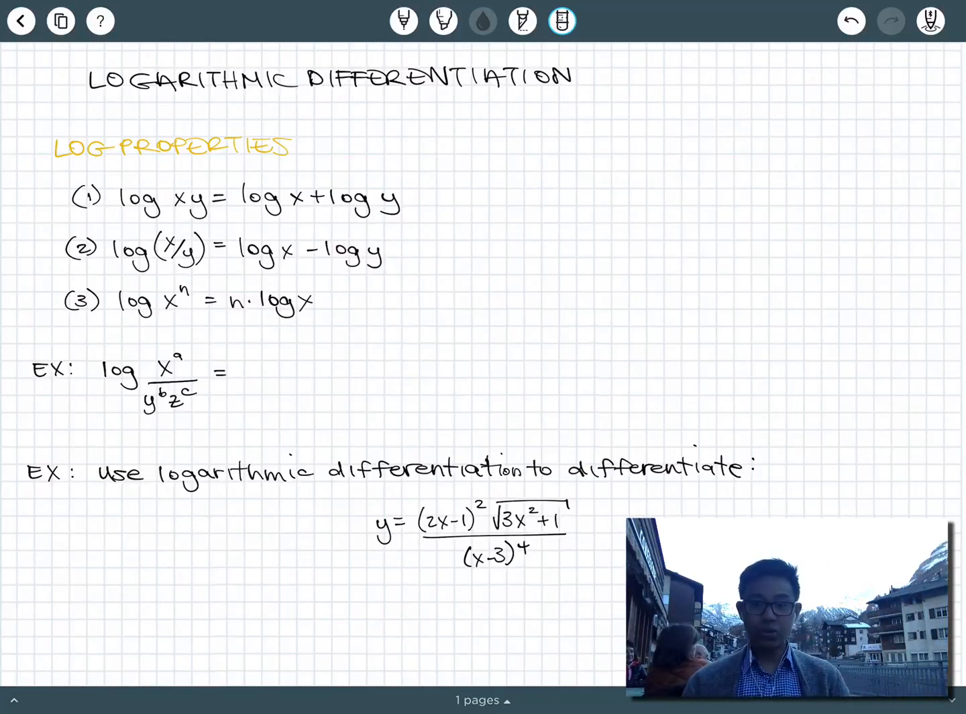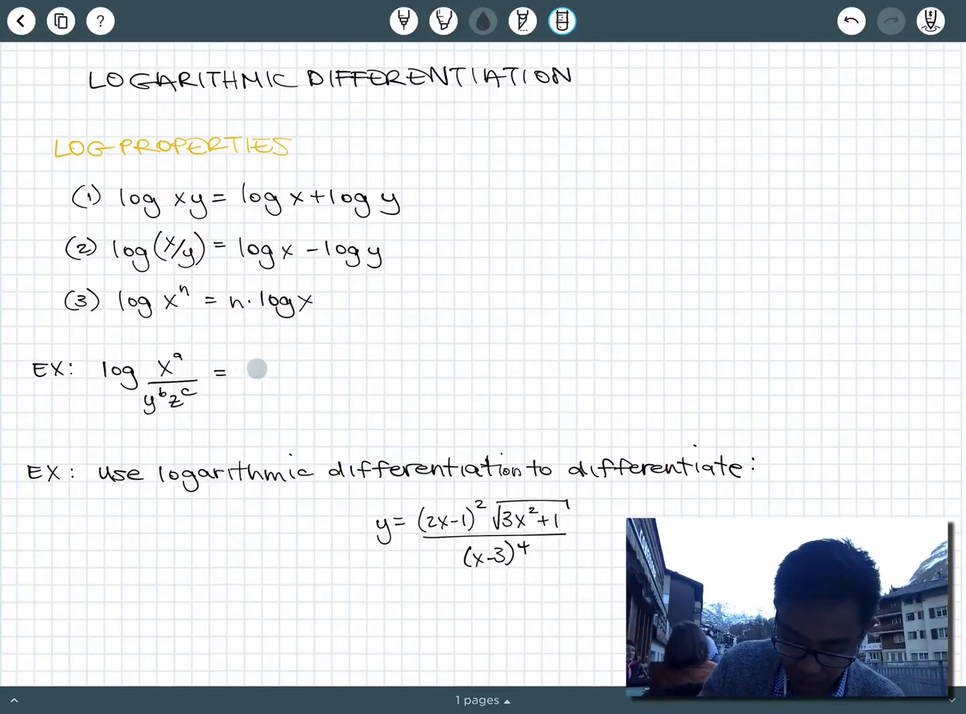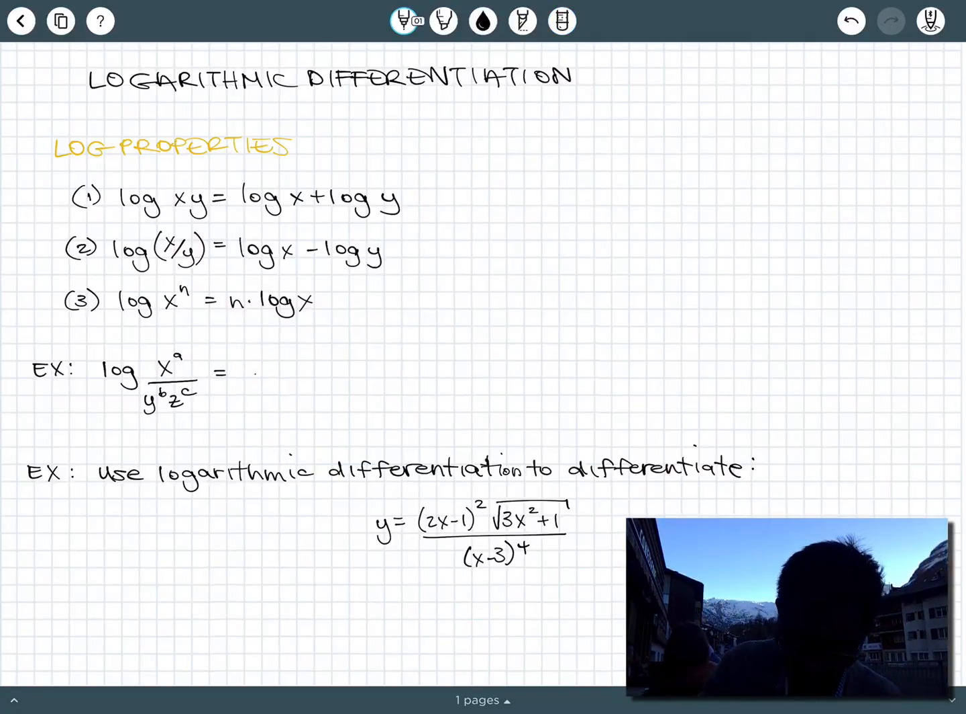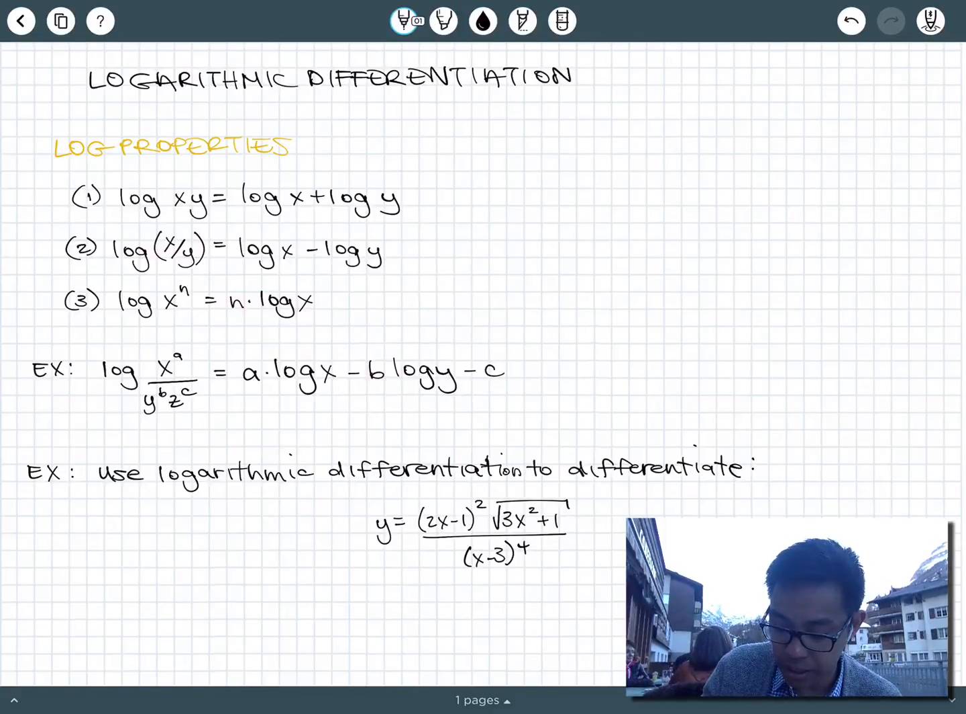So let's use that now to figure out how we can change the expression log of x to the a divided by y to the b and z to the c. There are three factors here, but the y and the z powers are in the bottom, so we're going to give those minus signs. So this will turn into a times the log of x, that's in the numerator, so it's a plus sign, and then minus b times the log of y, and minus c times the log of z.